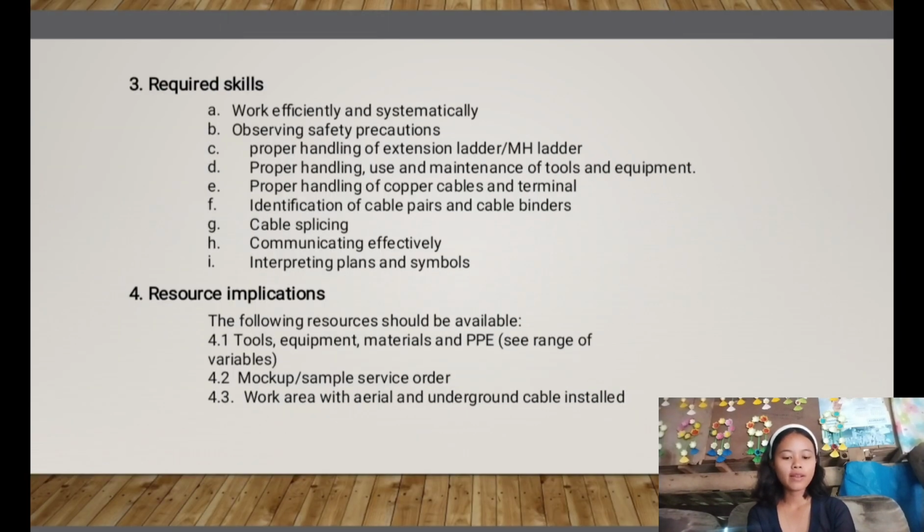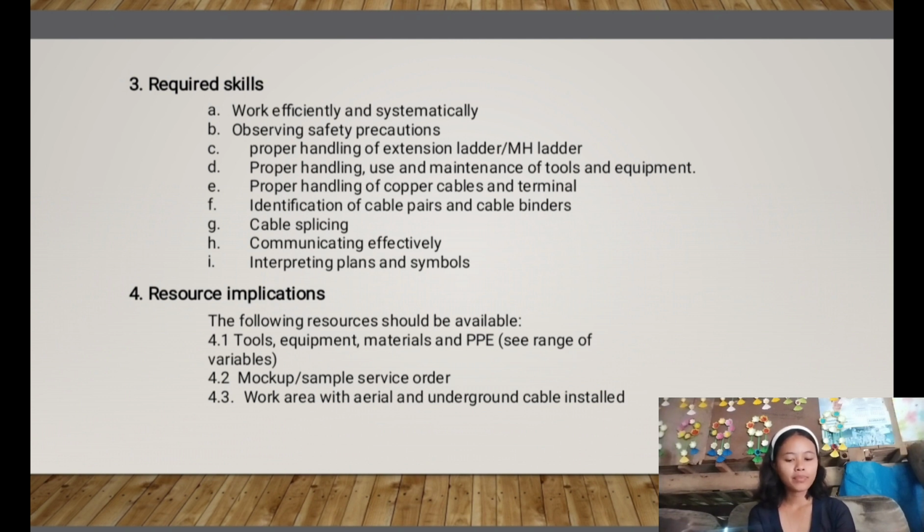Next, number 3, required skills. Work efficiently and systematically, observing safety precautions, proper handling of extension ladder and MH ladder, proper handling, use, and maintenance of tools and equipment, proper handling of copper cables and terminal, identification of cable pairs and cable binders, cable splicing, communicating effectively, and interpreting plans and symbols. These are the required skills.